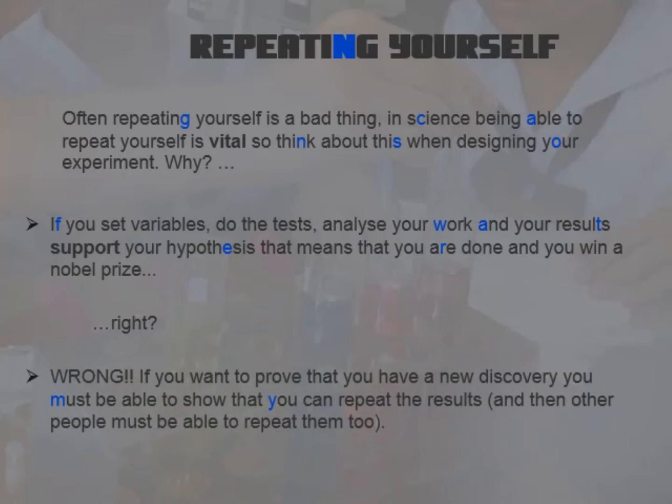Wrong. If you want to prove that you have a new discovery, you must be able to show that you can do it every time. If you do something once by accident, then you are lucky. But maybe there's a control variable that you missed. Maybe there is something else going on that you're not sure about. Maybe if you do the experiment many times, it will not go the same way. So you need to make sure you do your experiment enough times that you are happy that every time you do it, you will see the same results.